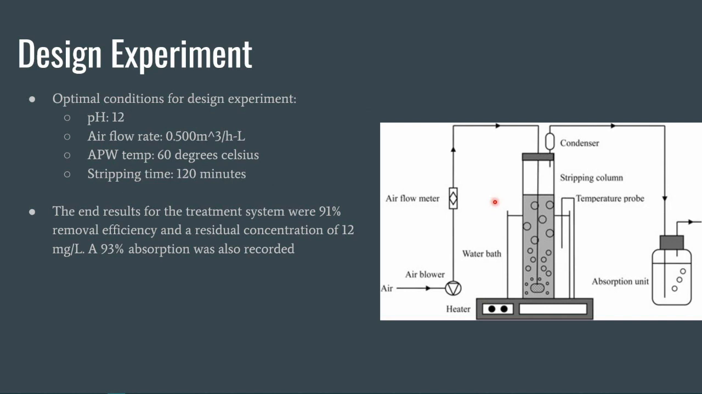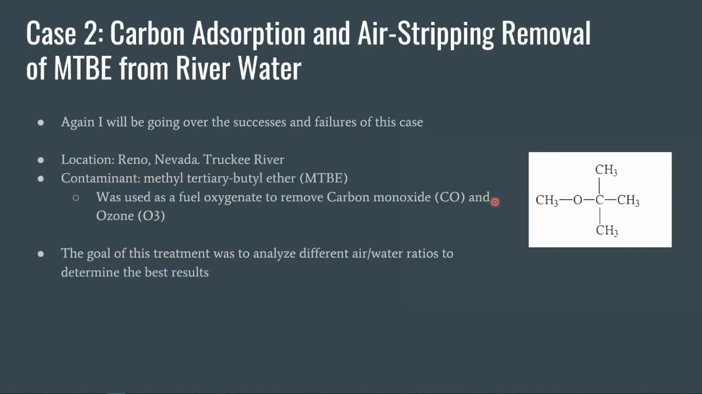The second case that will be assessed in this treatment is carbon absorption and air stripping removal of MTBE from river water. First, this is a lab experiment from Reno, Nevada, and it's from the Truckee River. The contaminant is methyl tertiary butyl ether, or MTBE for short. It is shown here on the right.